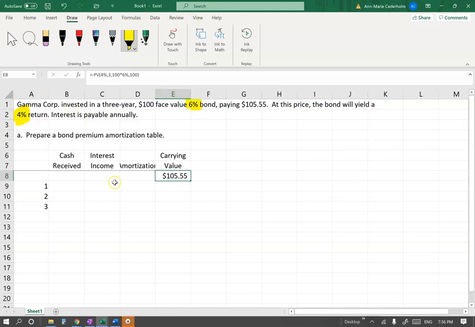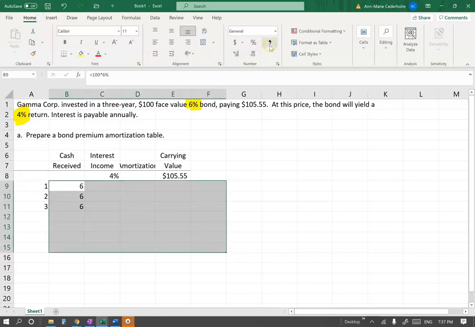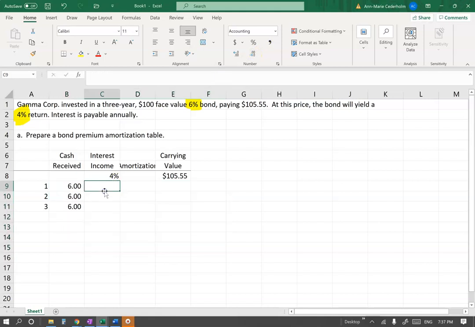Now, in order to put my table together, I'm going to record the interest income at the yield rate, which is 4%. And the cash received is going to be my interest payments at the stated rate. So that's 100 times 6%. So that'll be the $6. And I'll just want to show everything to 2 decimal places here.